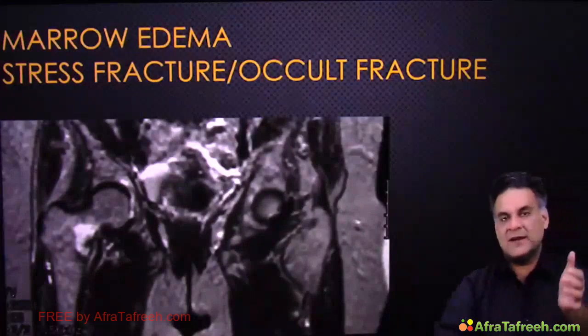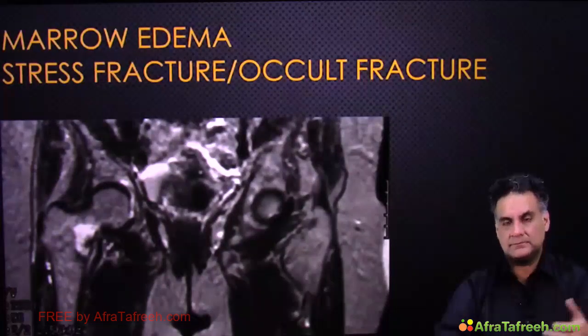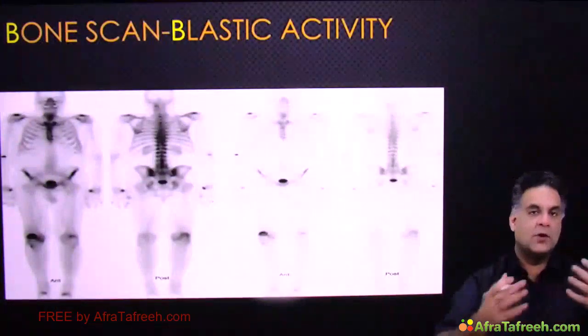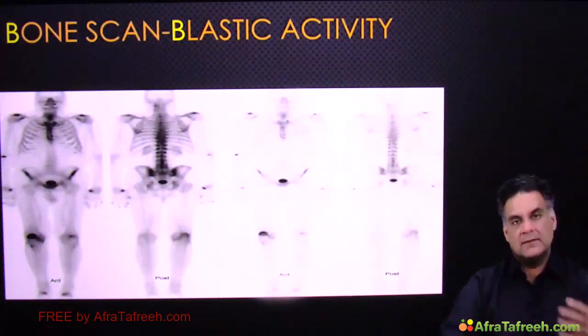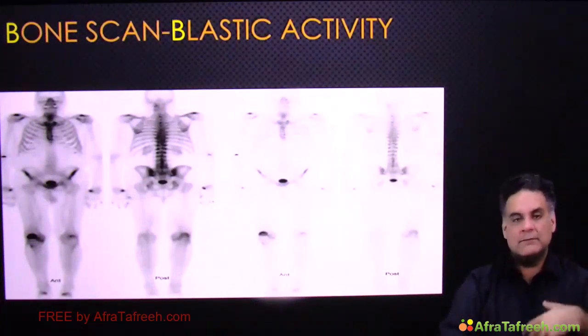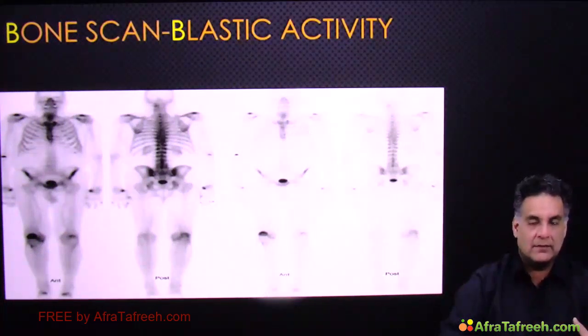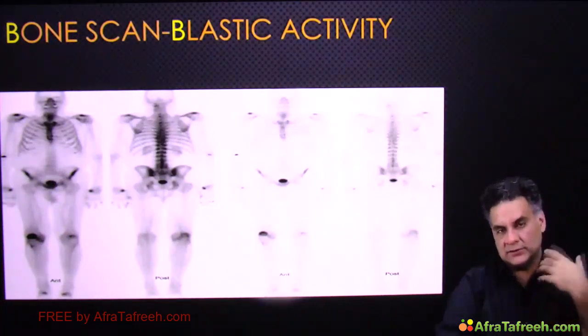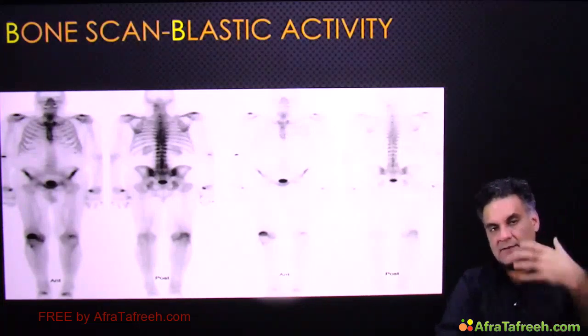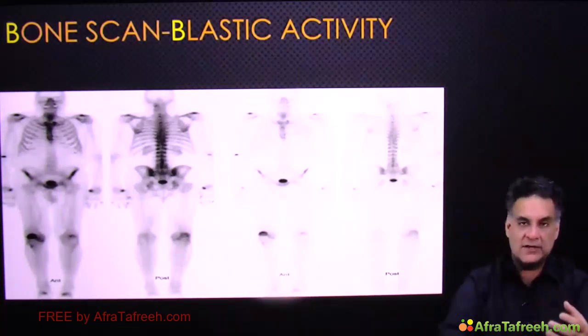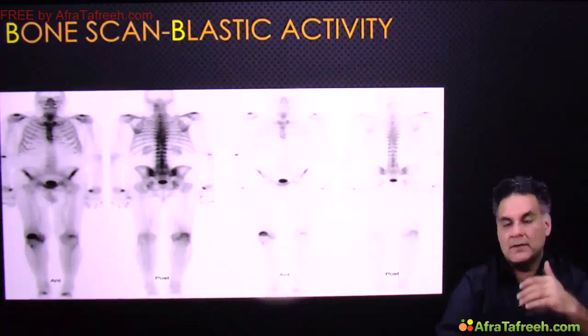So when you have stress fractures, MRI. When you want to scan the whole body, bone scan. B for bone scan, B for blastic activity. So wherever there is a fracture, there is an osteoblast response. Bone scan will be positive. Infection, bone will be damaged, osteoblast will repair, bone scan positive.